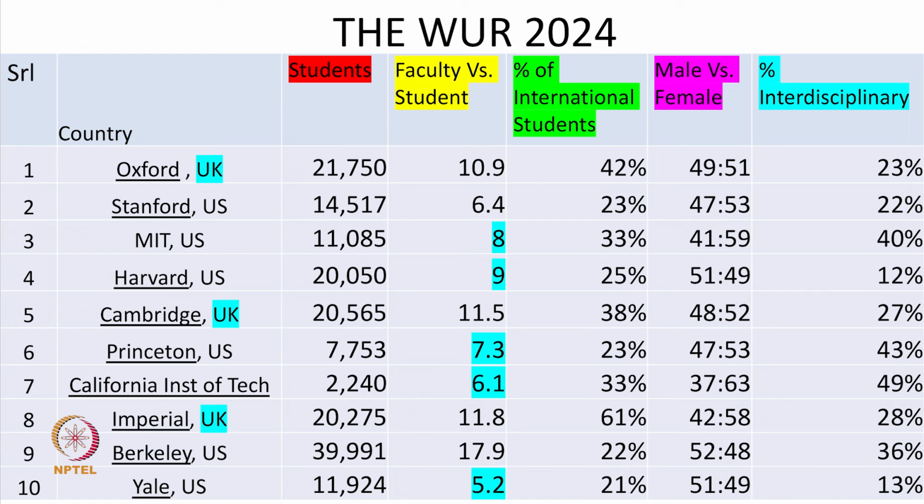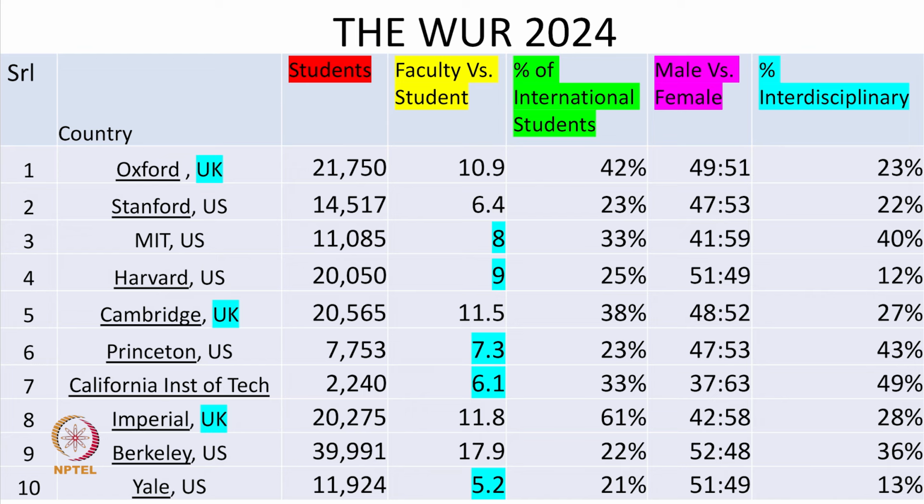And a huge number of international students come to these institutions, starting with Oxford having 42% and Cambridge having 38% students from outside the country. Like that, on equality, the male female ratio is almost 50%, and they put a lot of weightage on interdisciplinary subjects. Around 30 to 40% weightage is given on interdisciplinary subjects.